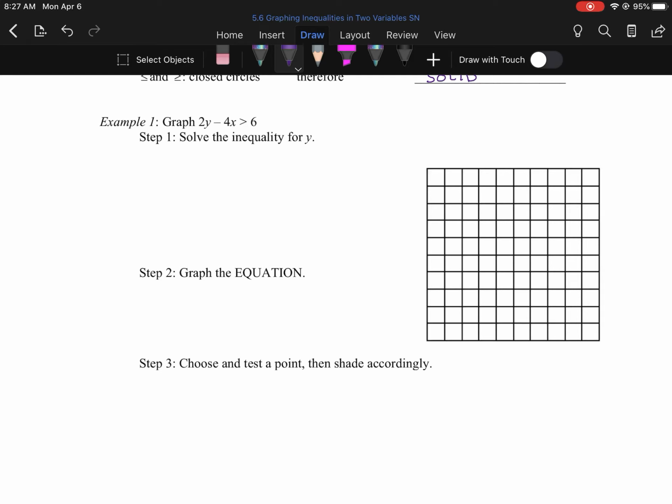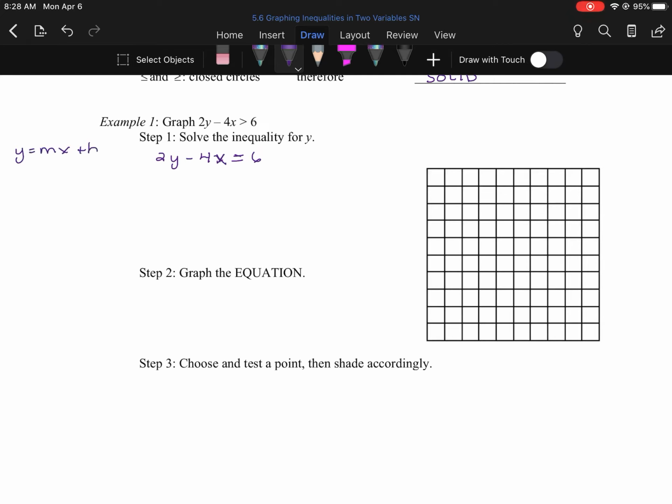All right, so graphing our first inequality. So 2y minus 4x is greater than 6. The very first thing we need to do is solve this for y. And I put inequality there, but it really needs to be an equation. So we are going to rewrite this as an equation.